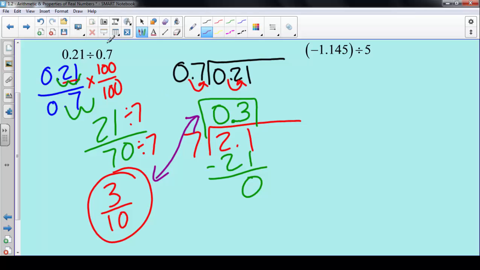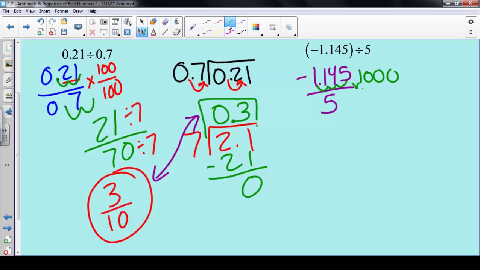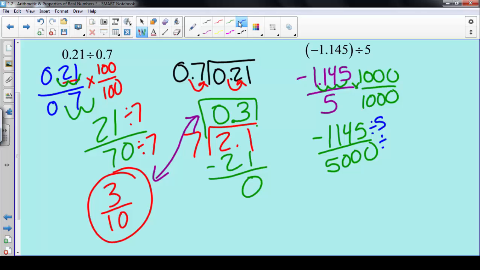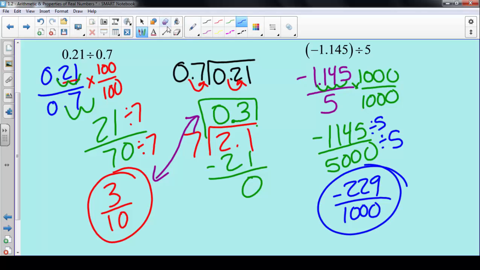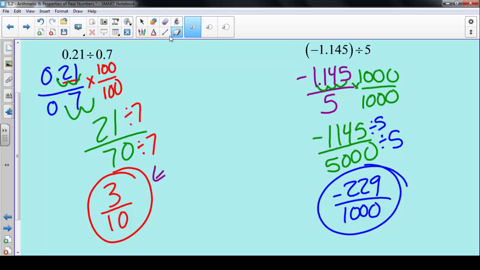So now going on to the next one, we've got negative 1.145 divided by 5. So notice we've got 3 spots after the decimal, so we can multiply by 1,000. Just make sure whatever you do to the numerator, you do to the denominator as well. And then reduce down. We can divide both of these by 5. And that's where we're left. I'm going to go ahead and subtract this middle division so that we can do the long division for this problem.